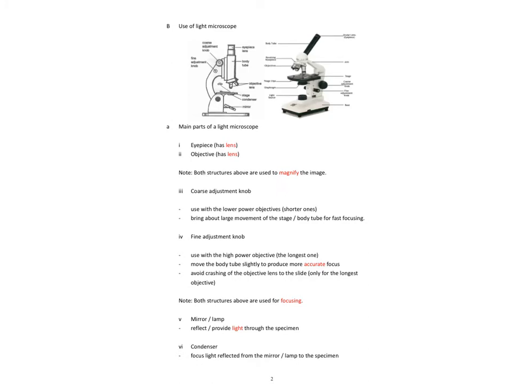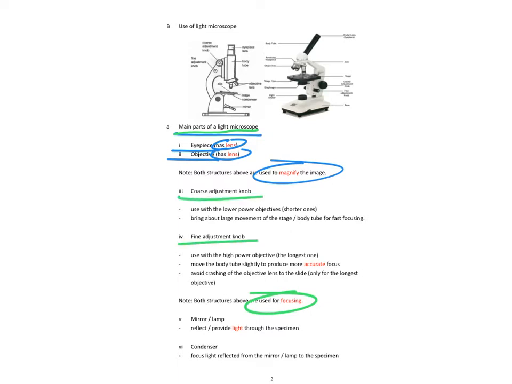Now we will come to the part on the use of the light microscope. The main parts of a light microscope that are used for magnifying the image are called the eyepiece and the objective. Both of them have lenses. Therefore, they can magnify the image. The main parts used for focusing are the fine adjustment knob as well as the coarse adjustment knob.